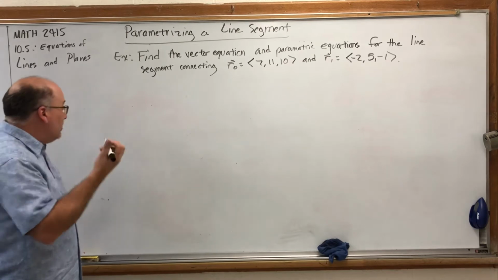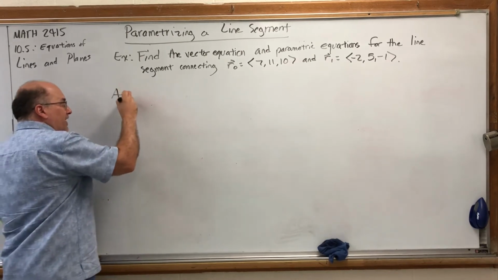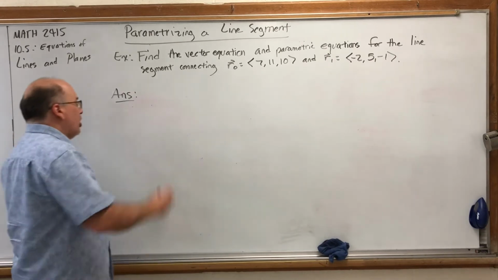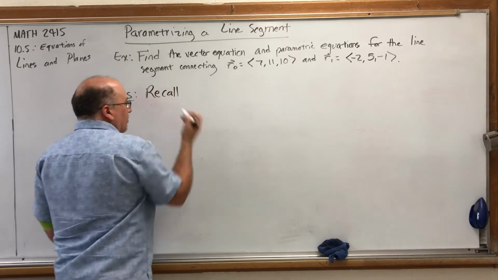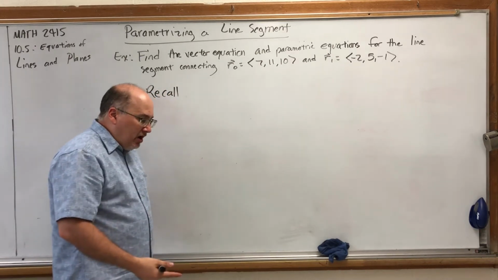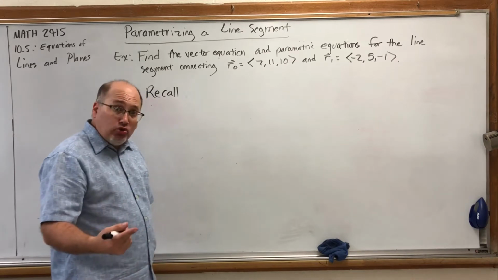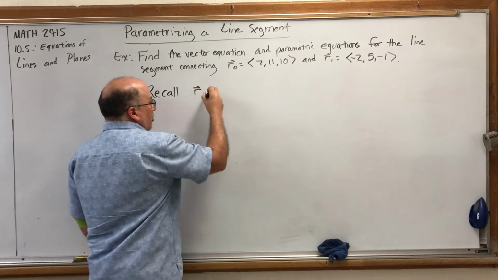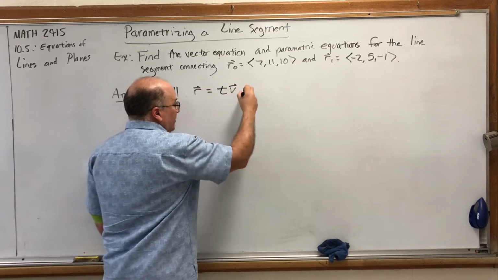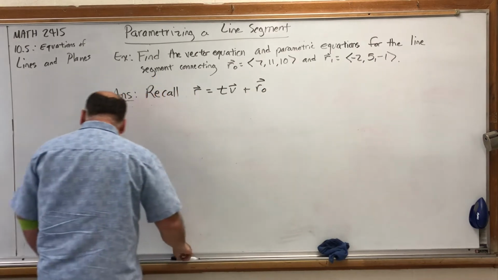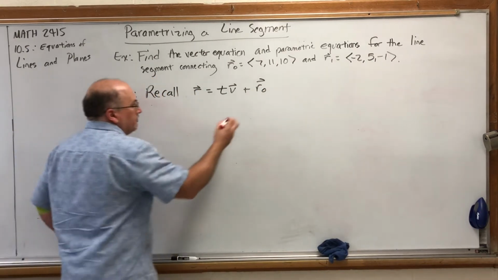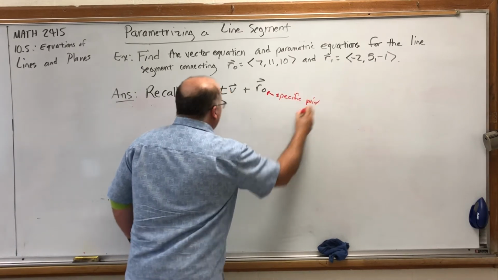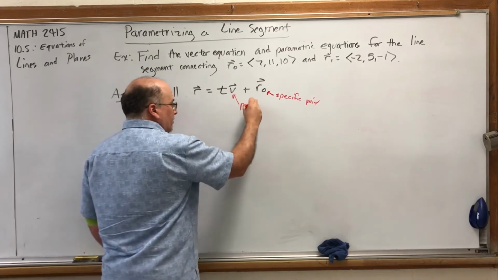Well, how can we do this? We already have a plan of attack for finding the parametric and vector equations of a line connecting two points. Recall that we can come up with the equation of a line if we know a point it goes through and a vector that's parallel to it. Specifically, it was r equals tv plus r0, where r0 is a specific point, and v is a parallel vector.